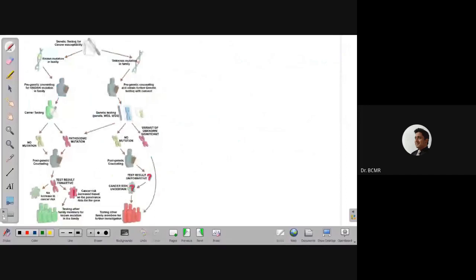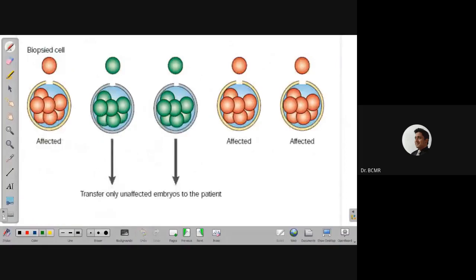This is what happens. When the embryos are there, you can take them out and perform genetic diagnosis, like sequencing, or you can use CRISPR if the situation is about a BRCA mutation. We can use molecular techniques based on PCR to identify whether the individual embryo has a mutation or not.